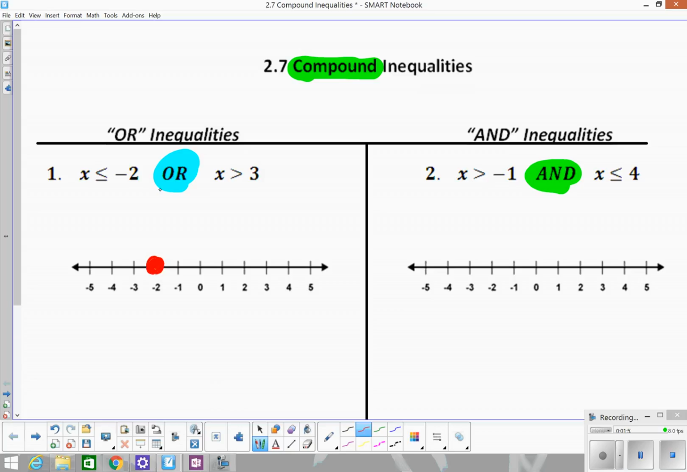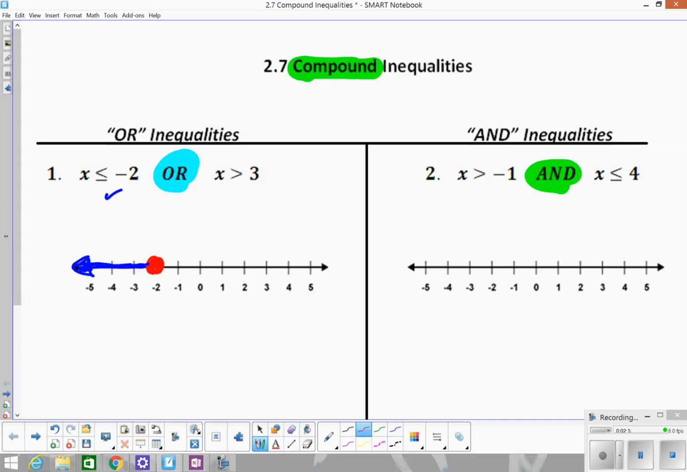And I'm talking about all my x values that are less than. This is pointing left, so I'm talking about all of my values less than -2. Good, so I graphed that one. Check. Now I want to graph my other one, which is x is greater than 3.